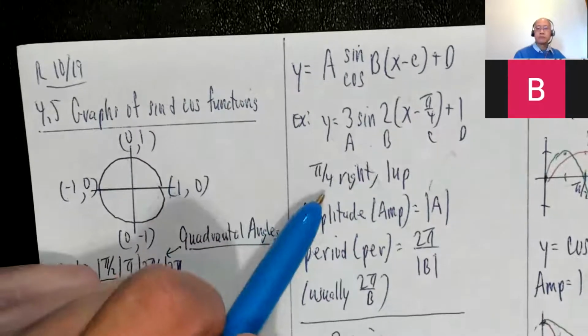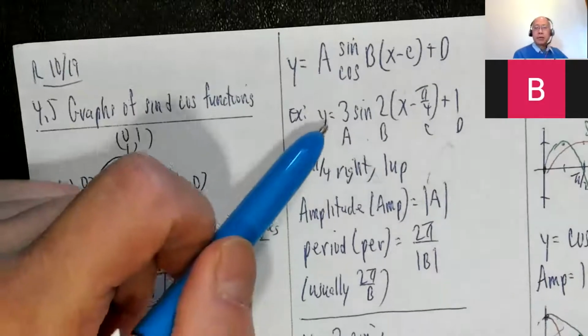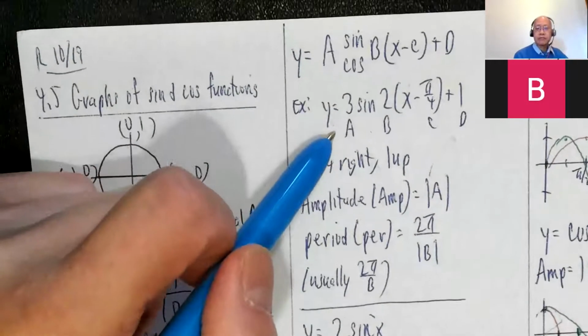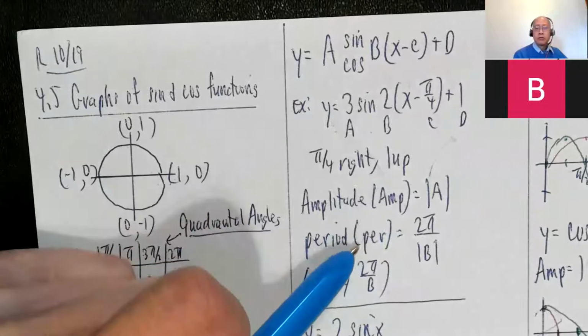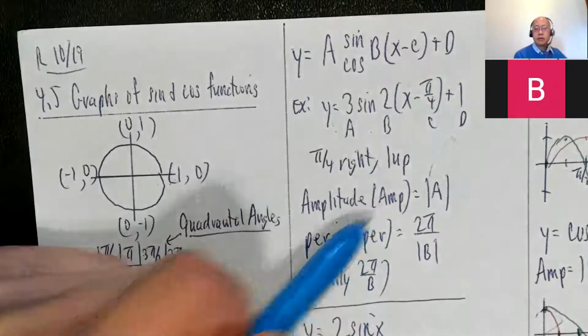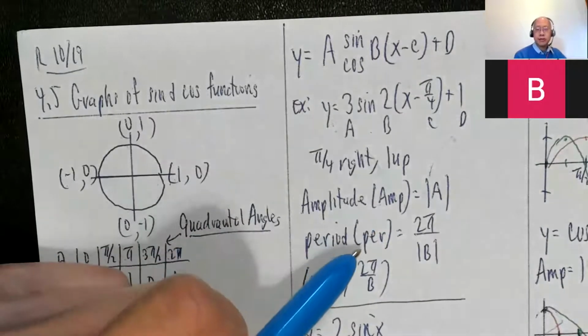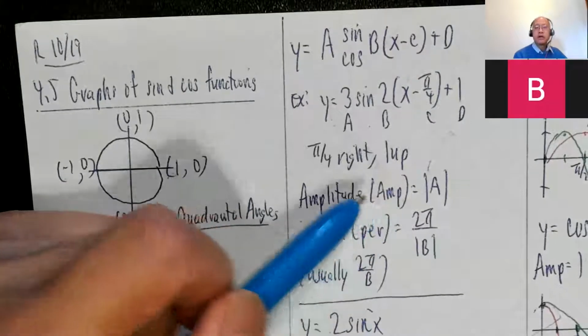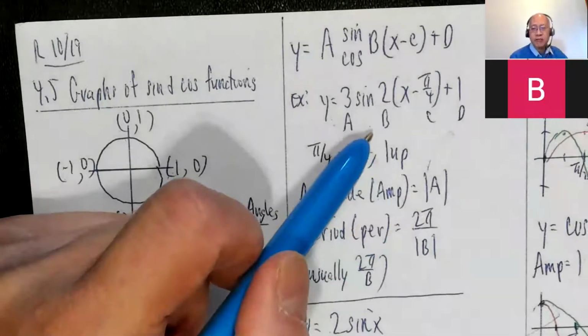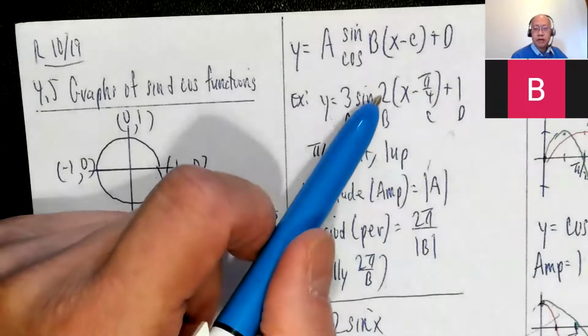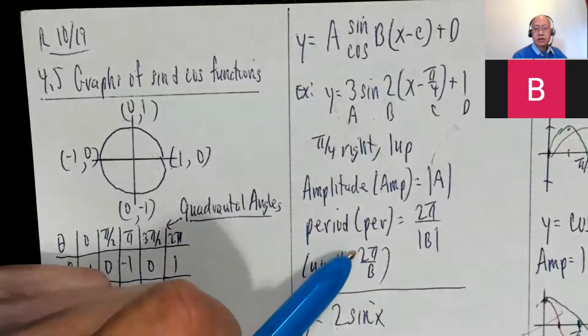Okay, so it's a little bit different. Okay, amplitude, absolute value of A. I'll abbreviate with amp. Period, I'll abbreviate with PR. 2 pi over, strictly speaking, it's absolute value of B, but in almost no problems will they give you a B that's negative. So we can just say 2 pi over B.